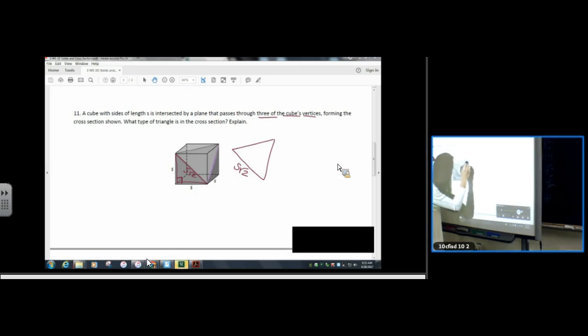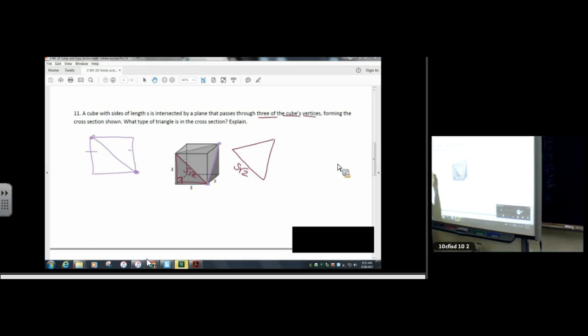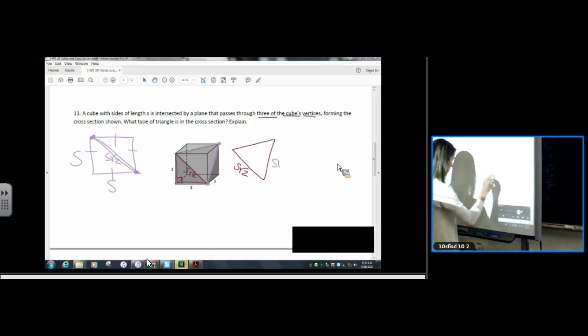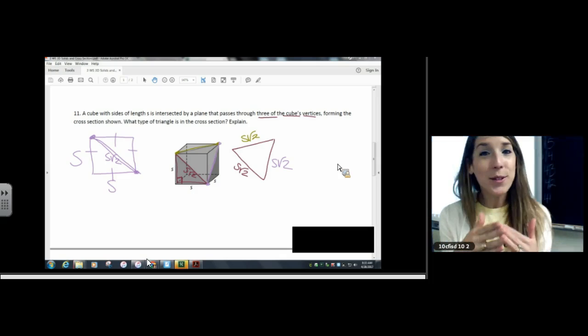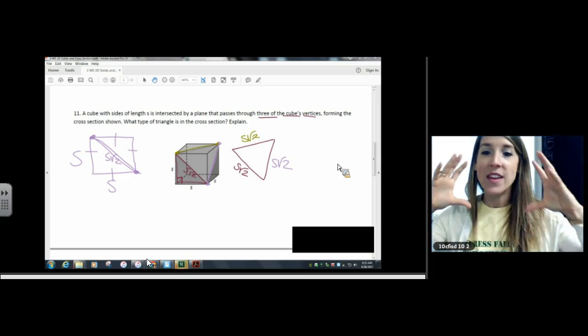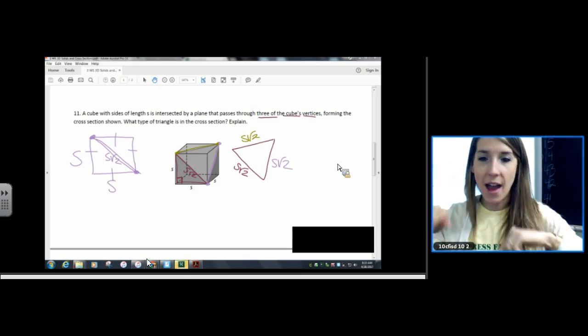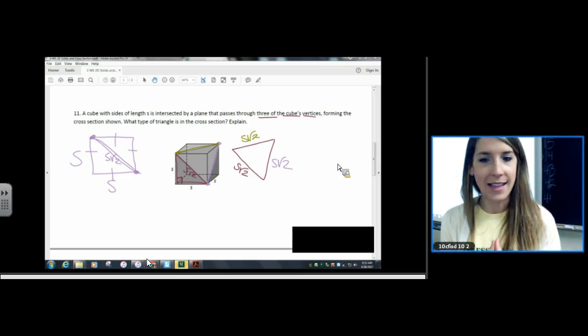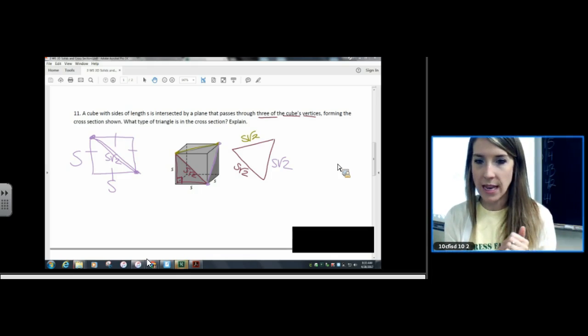Well, that's connecting a vertex to a vertex. And no matter what, all the sides of a cube are squares. If these are all squares and we keep connecting vertex to vertex, then we're going to get S root 2. And for this one, vertex to vertex of a square is going to be S root 2. So even though those are isosceles triangles, the cross-section is an equilateral triangle because all of the sides are S root 2. They're all congruent. The answer is equilateral.